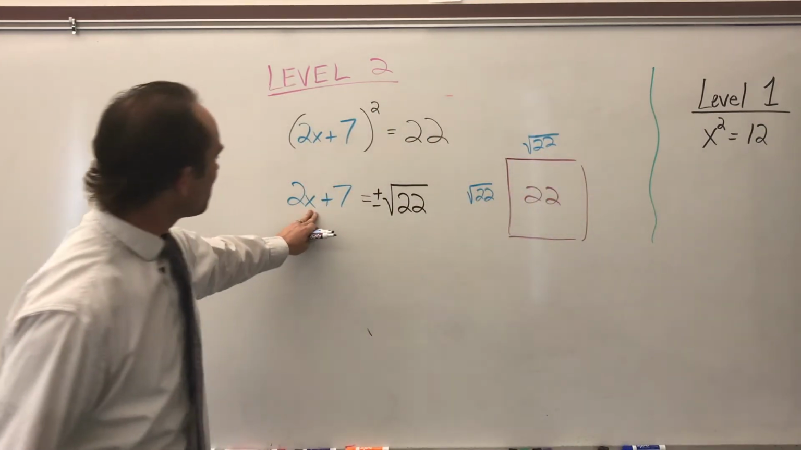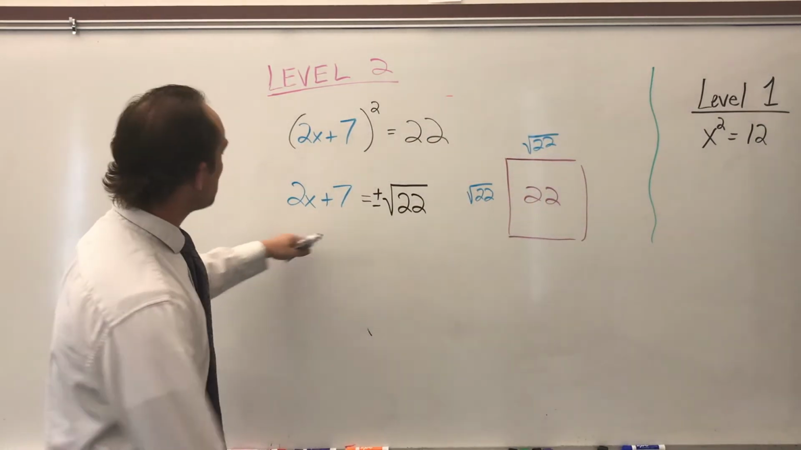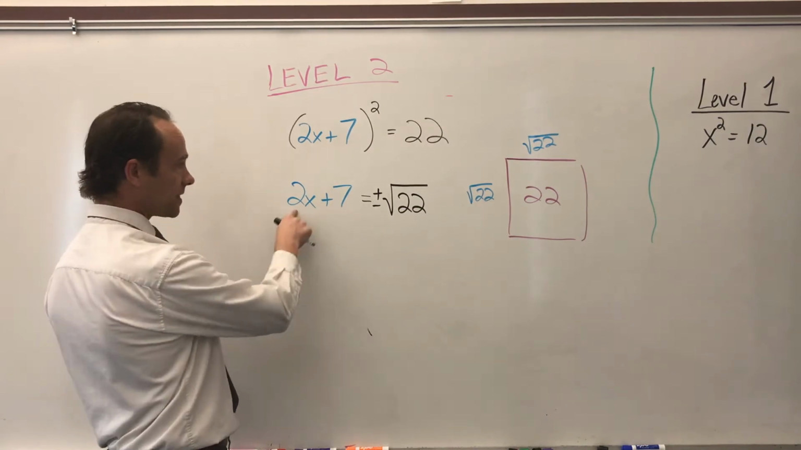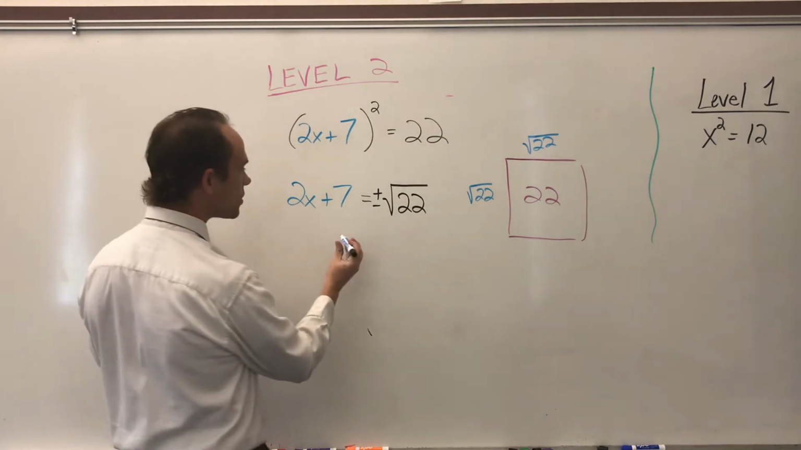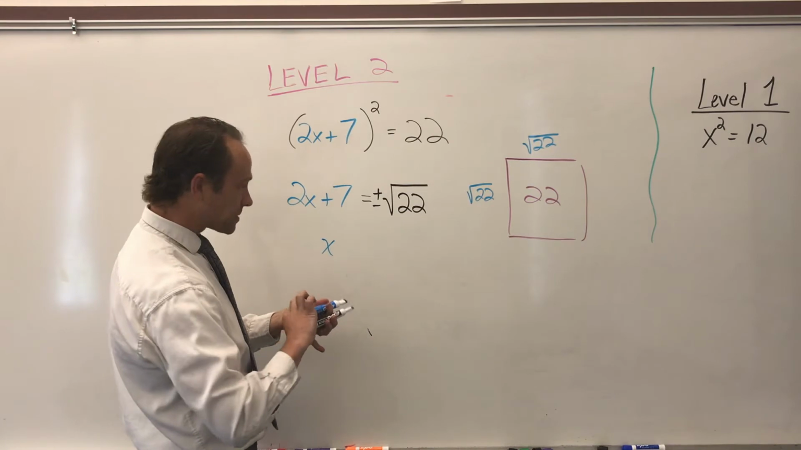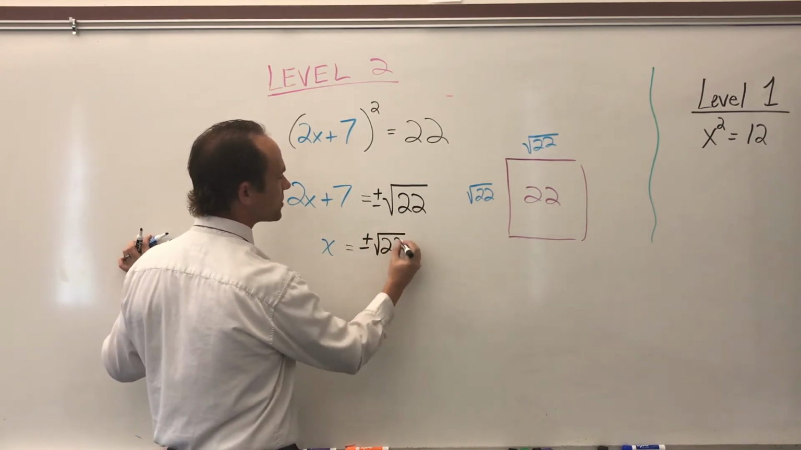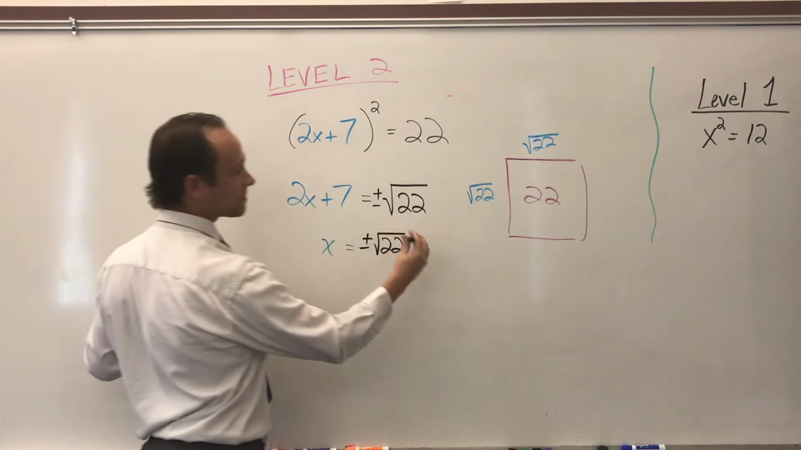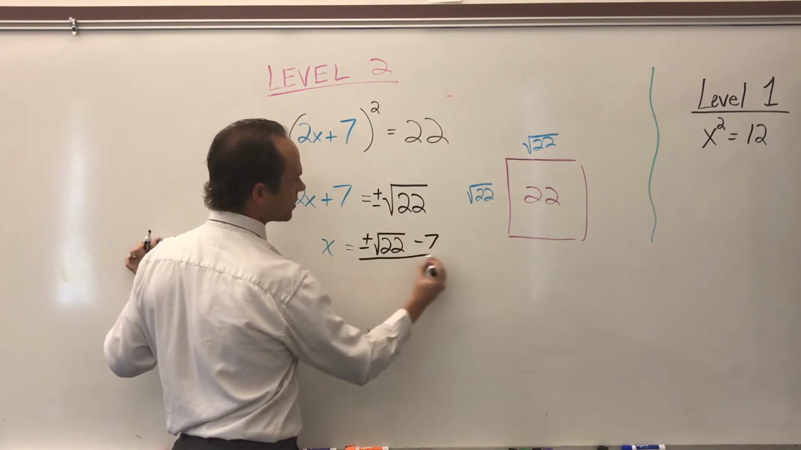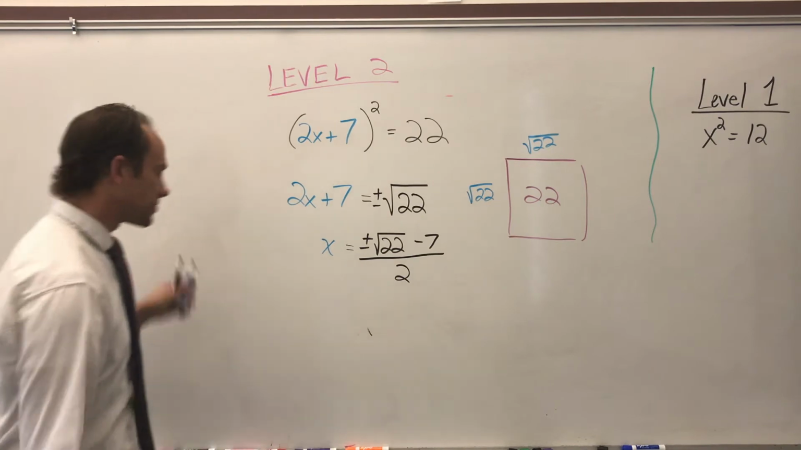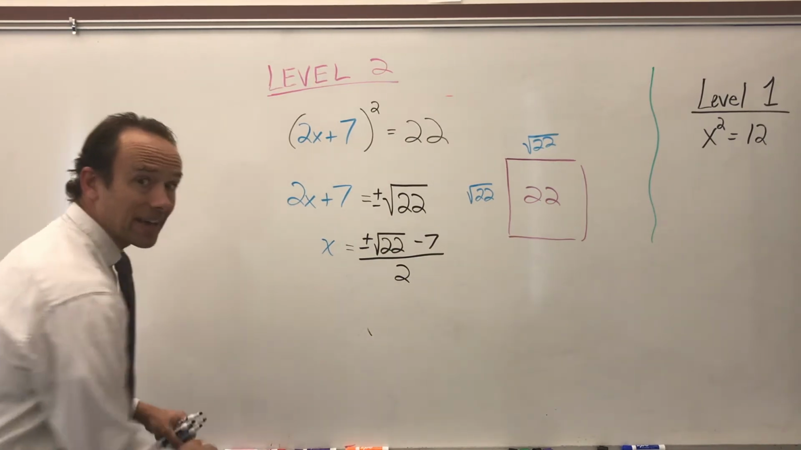Now, we want to solve for x, so I'm going to do two moves right off the top. I'm going to subtract 7 and then divide by 2. So I'm going to do both those steps in one. So we've got plus or minus the square root of 22. I'm going to subtract my 7, go over and divide it by 2. Done, done, and done.